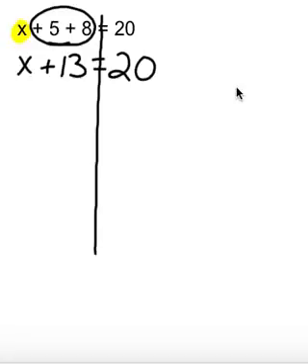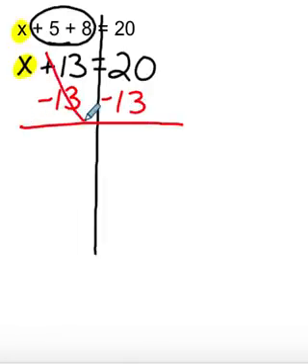My variable is still x. It's on the left. I still have to move the numbers on the left. So my number on the left is a plus 13. So the opposite would be a minus 13. I'm going to write that on both sides. These two cancel. And 20 minus 13 is 7.